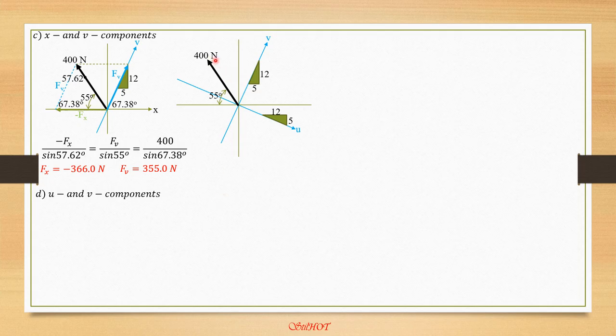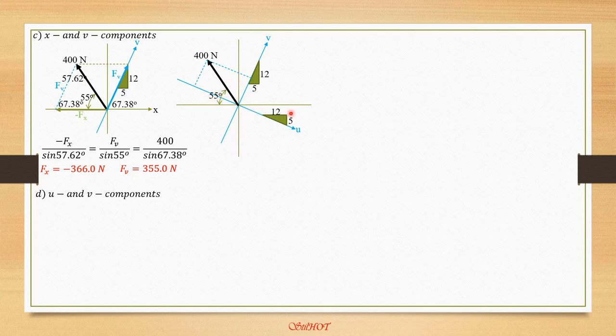So parallel to U and V from the tip of the 400 newton force. So this is parallel to U and parallel to V. Because the U and V axes are perpendicular to each other, this parallelogram reduces to a rectangle.